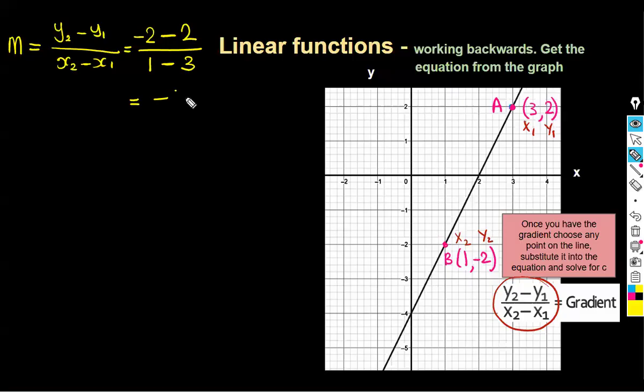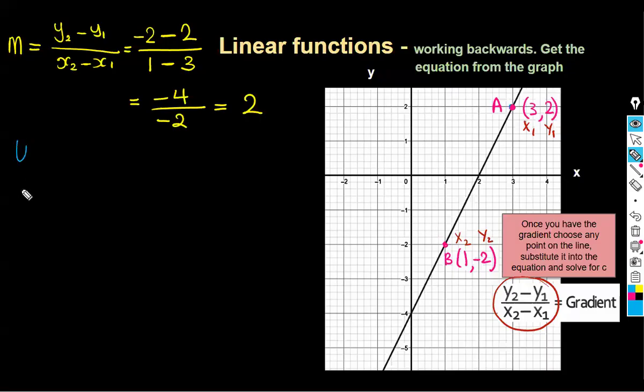Let's work this out. Minus 2 minus 2 is minus 4. 1 minus 3 is minus 2. The gradient is positive 2. Minus 4 divided by minus 2 is positive 2. So this is what we know so far.